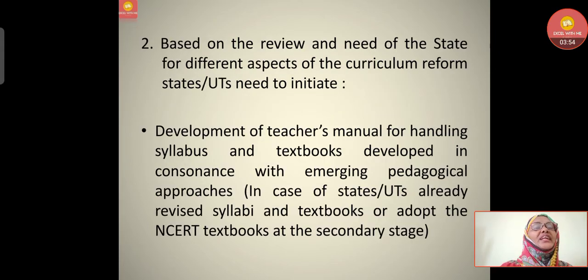Based on the review and need of the state for different aspects of the curriculum reform, states or union territories need to initiate certain things. What are the things they need to initiate? Let's understand here. Development of teacher's manual for handling syllabus and textbooks, developed in consonance with emerging pedagogical approaches, in case of union territories or states that have already revised syllabi and textbooks, or adopt the NCERT textbooks at the secondary level. That means the teacher should be given a teacher's manual to handle the syllabus.